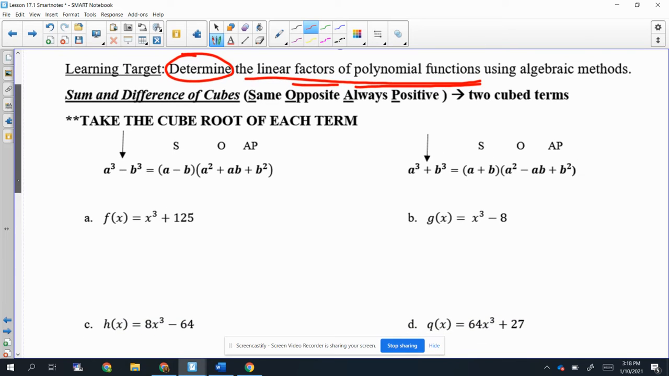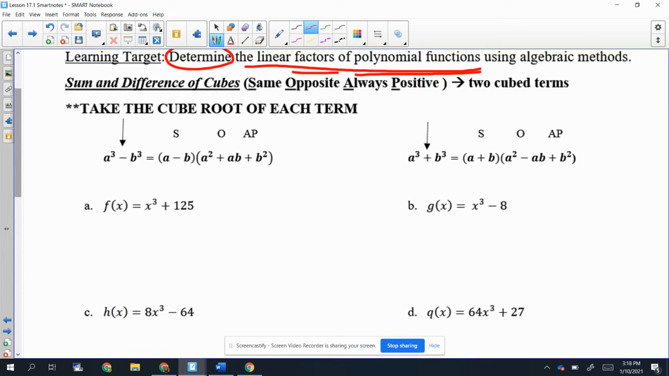Okay. So basically what we're going to be looking at is, in class today we talked about the difference of squares, which is when you had two squared terms and you just took the square root of each one and then wrote it as a plus and a minus, right? But now we're going to be looking at two cubed terms and we're going to look at the sum or difference. So over here, obviously, if there's addition, it's sum. If there's subtraction, it's difference.